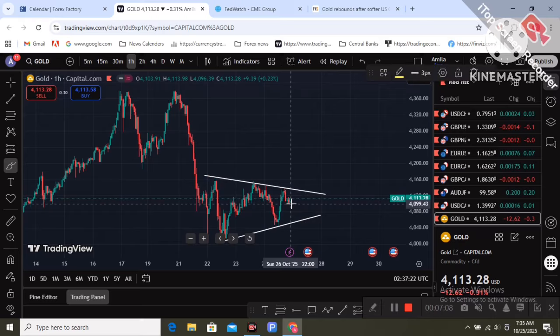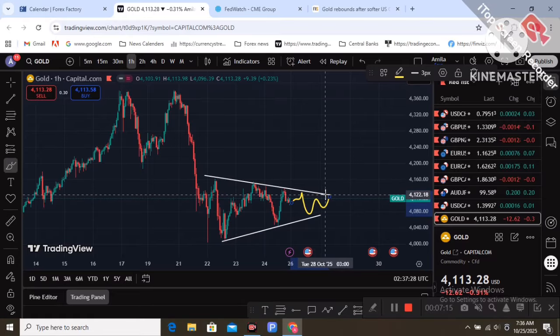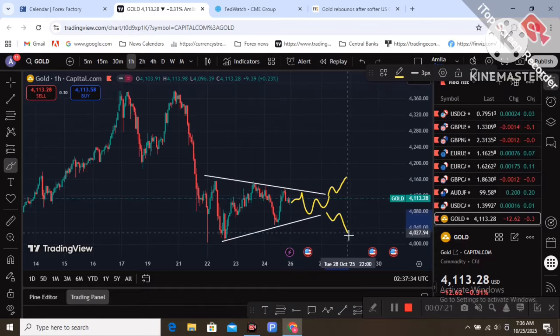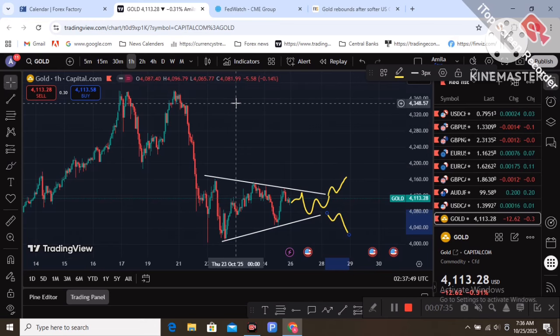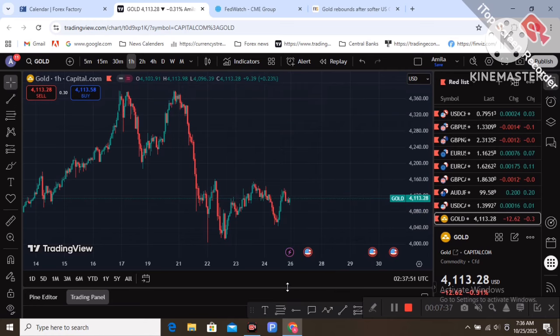It can break out to the upside or like this, but until there is a breakout you can't trade it. You should watch the price action in here: price action, candlestick action, combined with the fundamentals and economic data, what is going on. This is just what I am seeing technically. This is the triangle pattern I am seeing here, with gold trading inside.